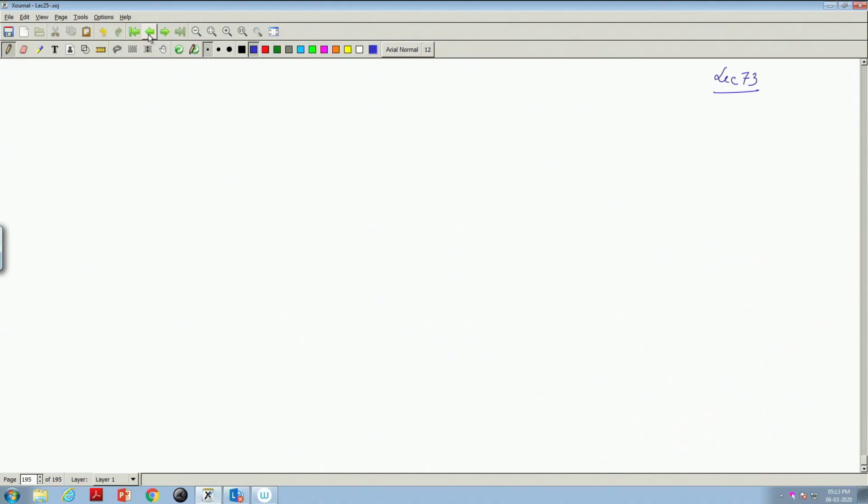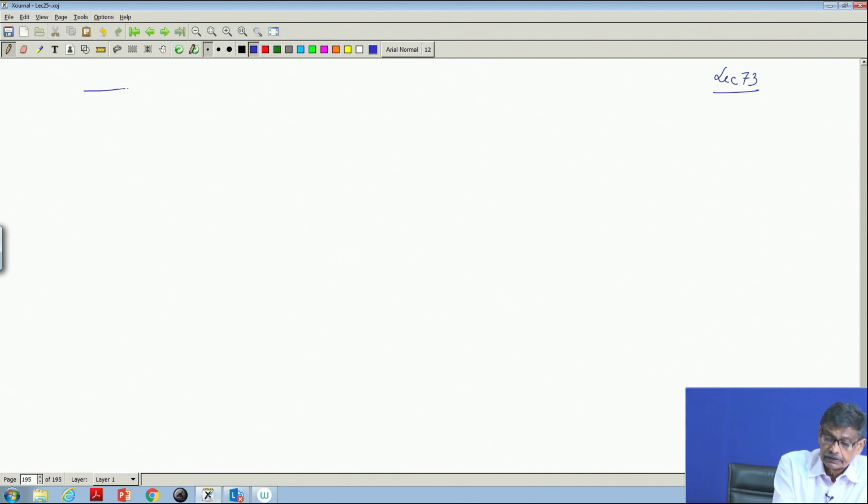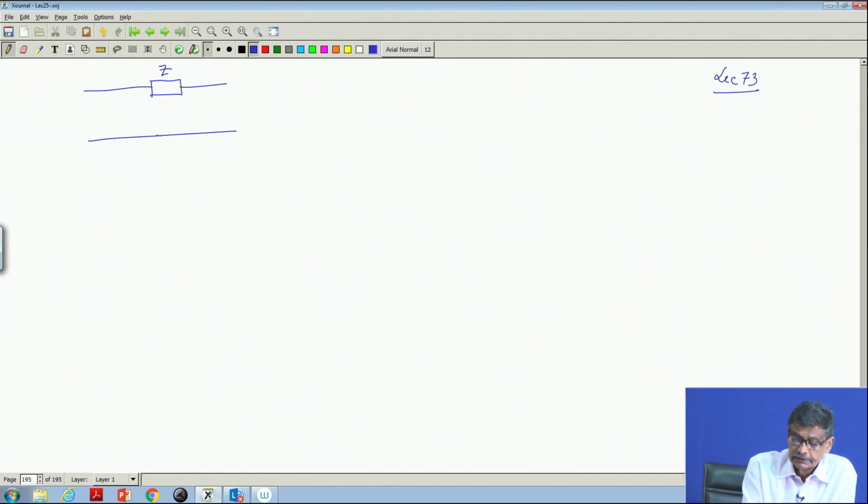We were discussing two port networks, and one example I took was a network that is as simple as this. This is a 3 terminal network: the number of terminals is 3, but the input ports are these two, with a common terminal. So this is V1, this is I1, but I should not play with the polarities that we have assumed, to be consistent all the time.